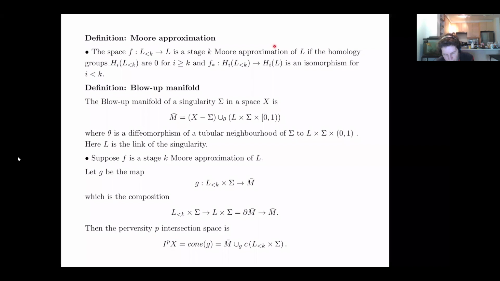A stage K Moore approximation of the link is what you have if the homology groups are 0 for I greater than or equal to K, and isomorphic to the ordinary homology of L for I less than K.